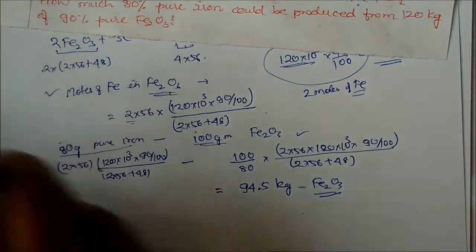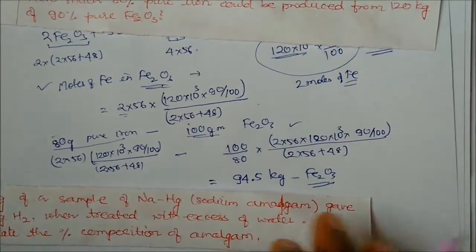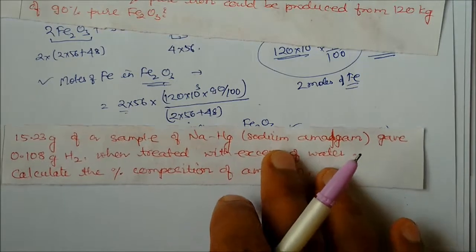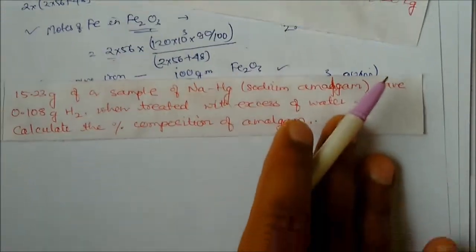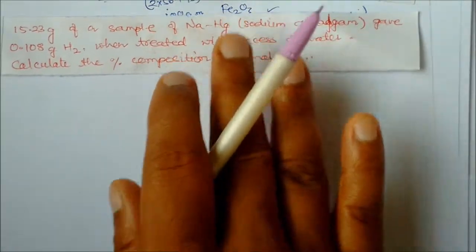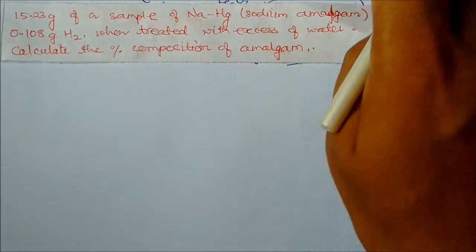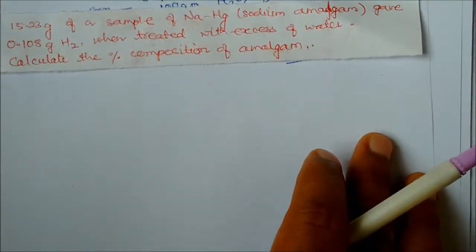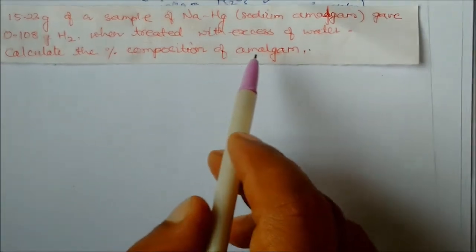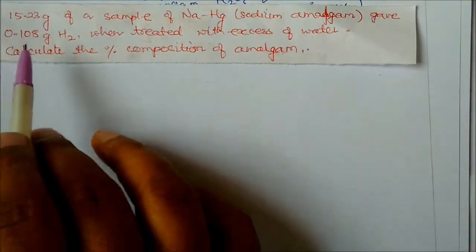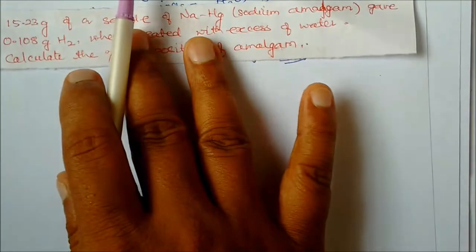Now the next problem is that if you are taking a 1.52 gram sample of sodium amalgam. Sodium amalgam is 1.52 gram. So that sodium amalgam will give you 0.108 gram of hydrogen when treated with excess of water. So calculate the percentage composition of amalgam. So you have been given the sample. So again it is very easy.